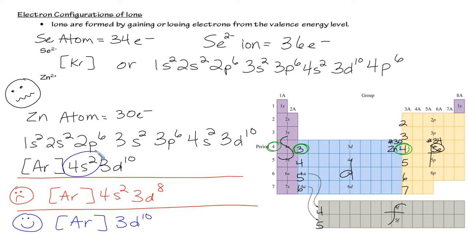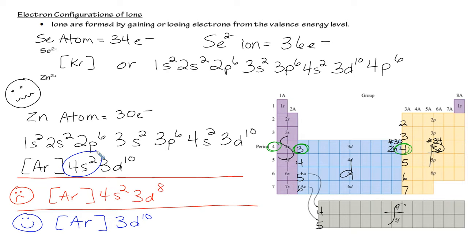And I get it, it's tricky. But you're not losing the electrons that are at the end of the electron configuration. So you have to think about this conceptually. Lose the electrons in the highest energy level. The electrons that are farthest from the nucleus. So you're going to lose those 4s2 electrons.